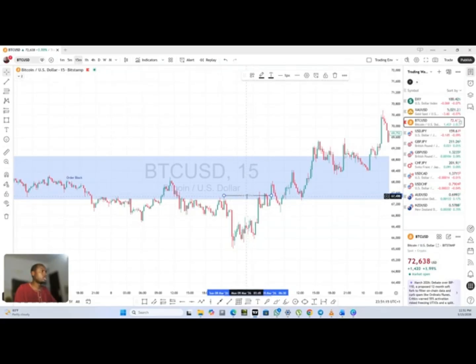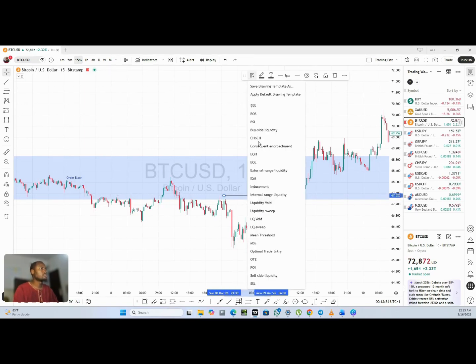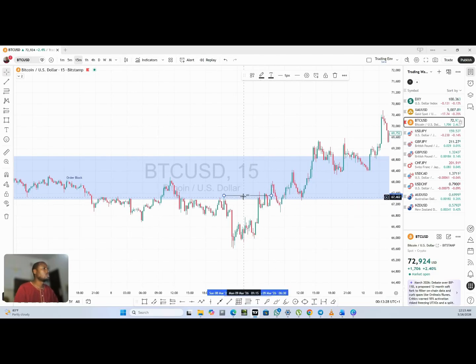We have this change of character here. And we have this FVG, and we have another one. So do we have market structure here? Yes, we do have market structure here.